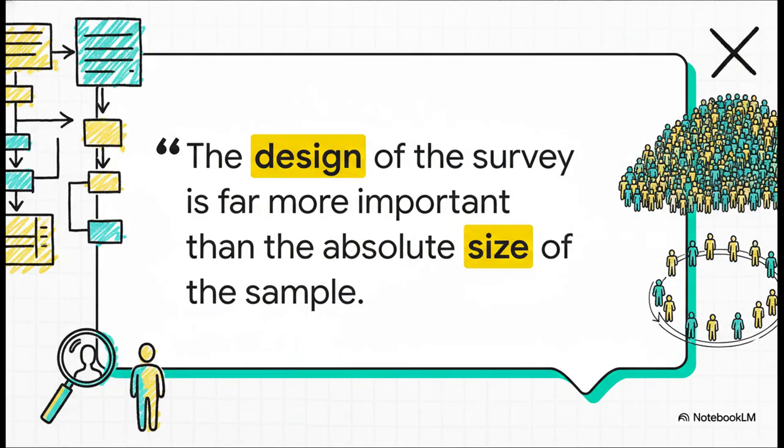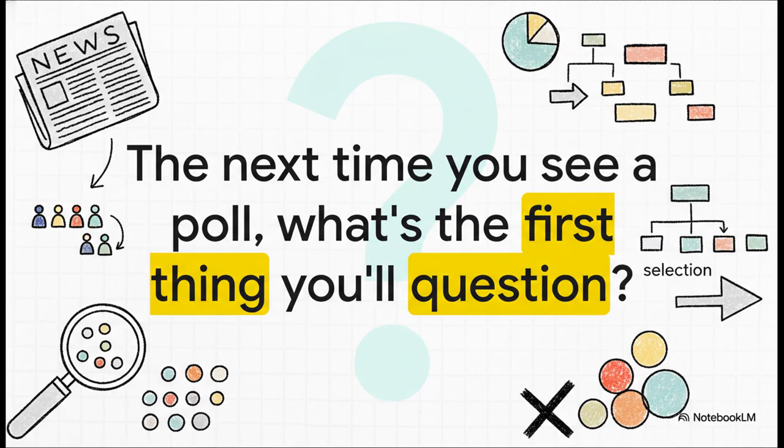Which brings us to what is, without a doubt, the biggest takeaway from all of this. If you remember one thing, please make it this. The design of the survey is far more important than the absolute size of the sample. I'm telling you, a well-designed, unbiased sample of 1,000 people will beat a badly designed, biased sample of 1,000,000 people every single time. So I'll leave you with this challenge. The next time you see a headline with a poll number, don't just ask how many people they talked to. Ask yourself, how were those people chosen? Now that you know all this, what's the first thing you're going to question?